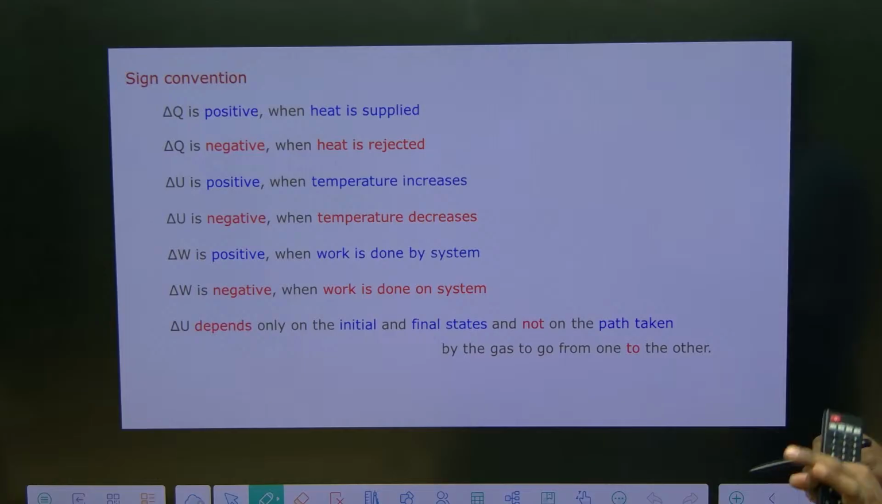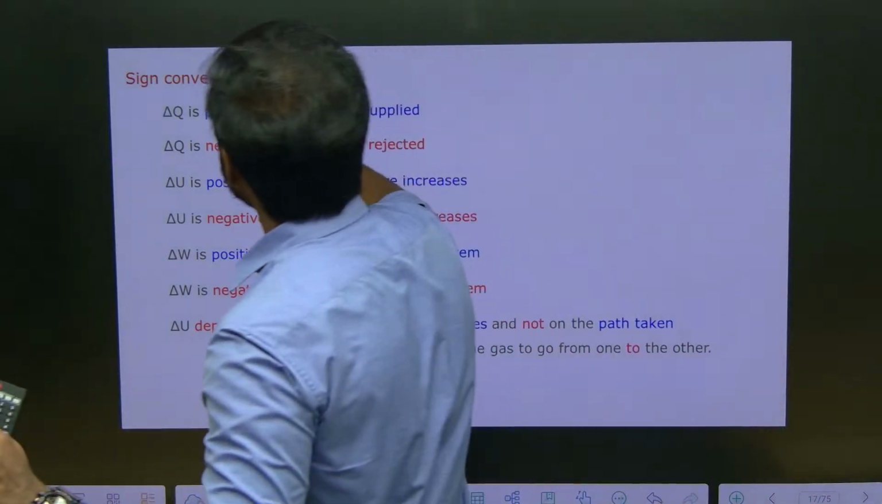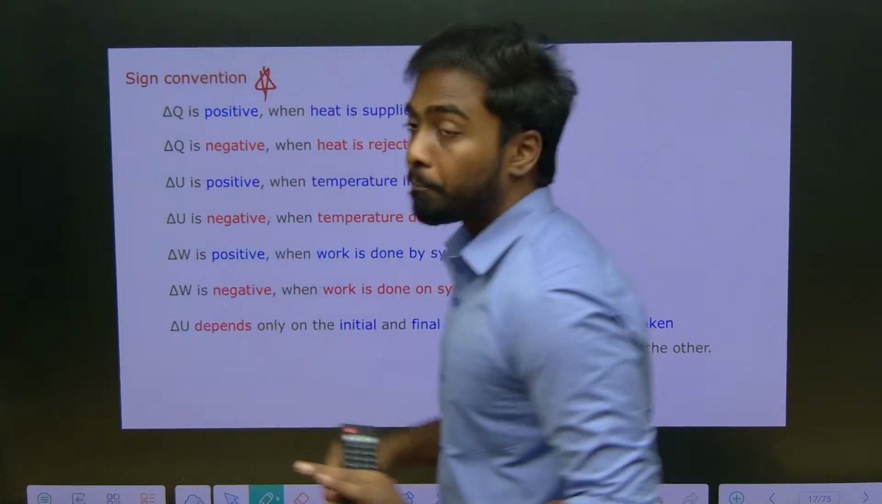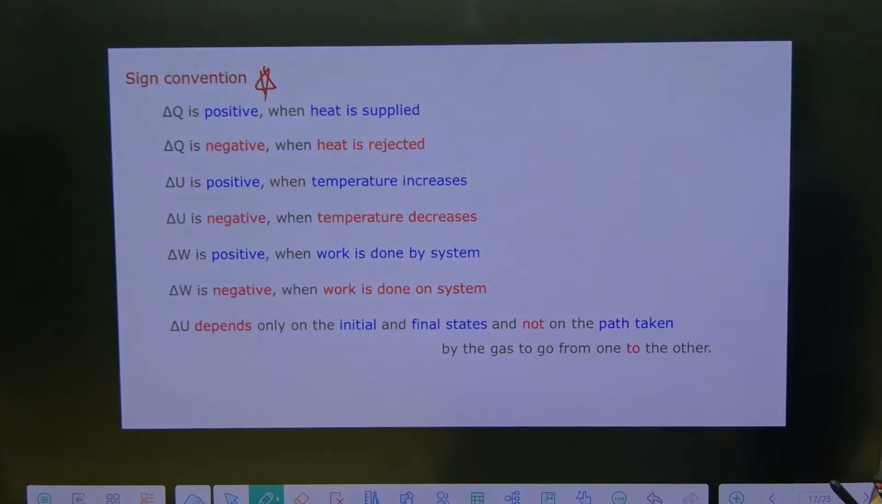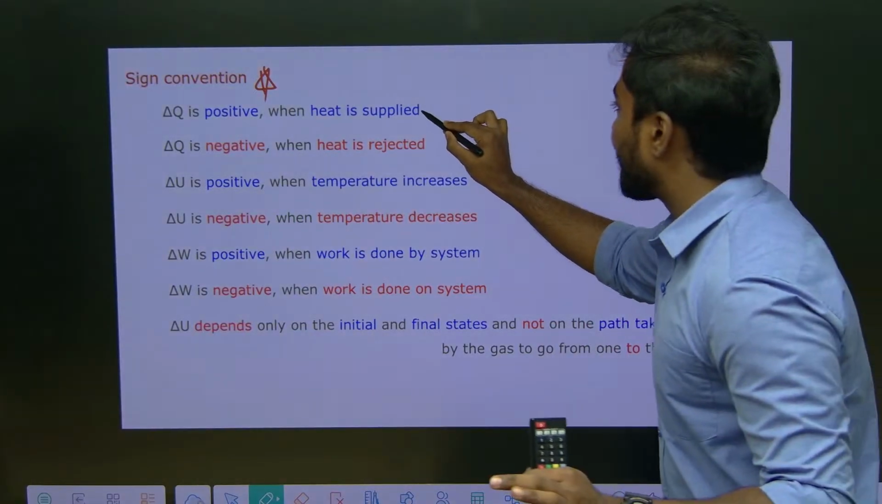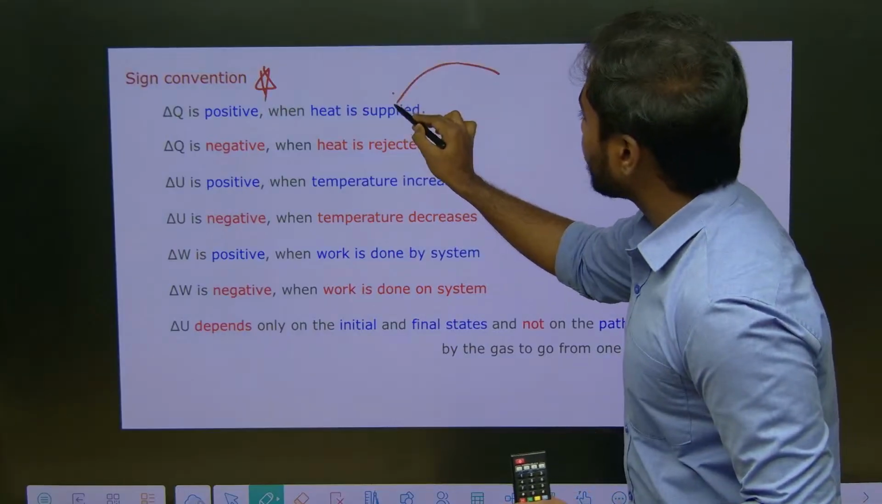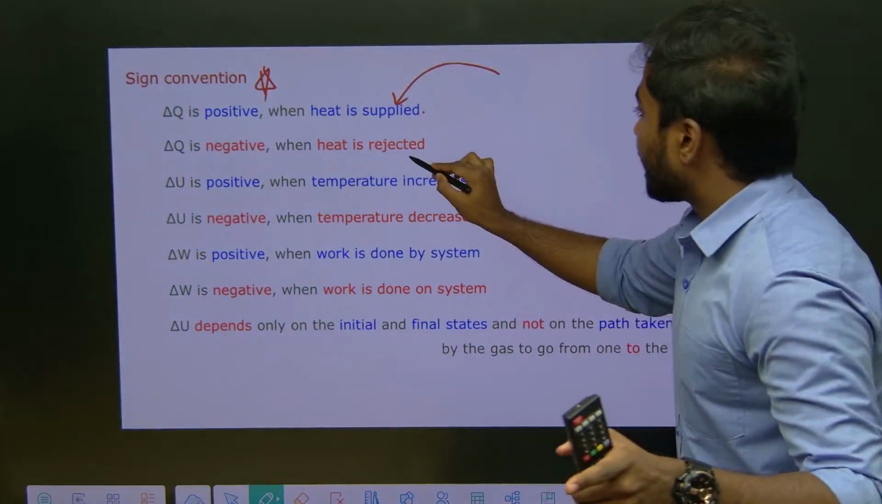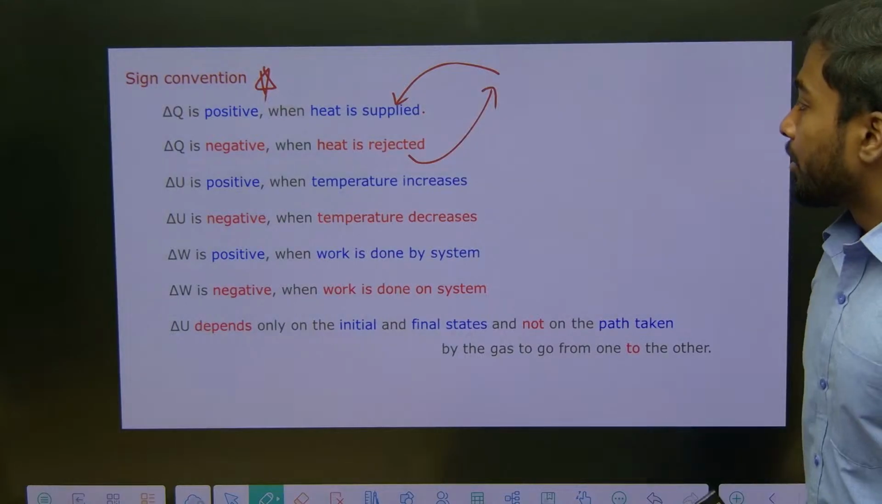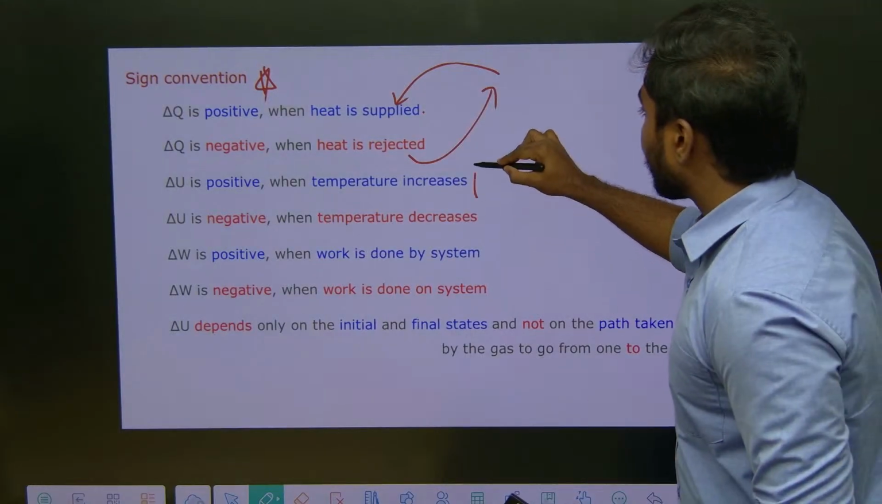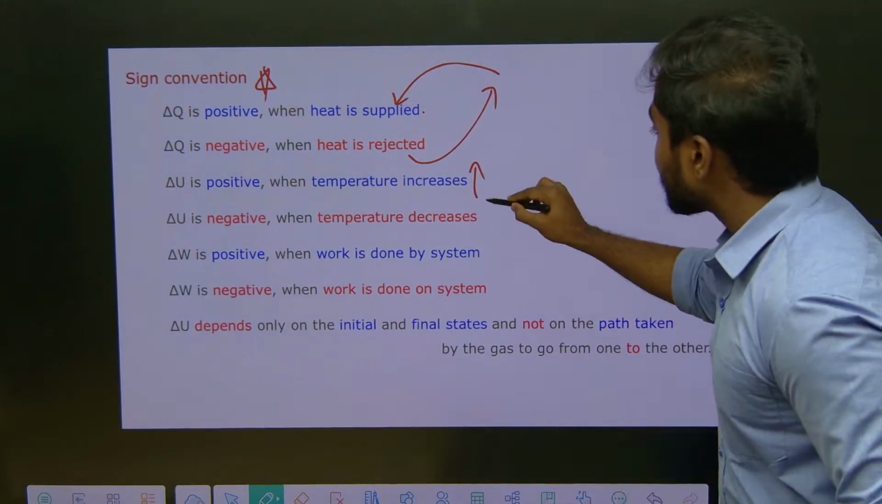Yes, this is one of the important points when we talk about the problematic point of view. Okay, sign conventions. Delta Q is positive when heat is supplied to the system, negative when heat is rejected. Delta U is positive when temperature increases. Delta U is negative when temperature decreases.